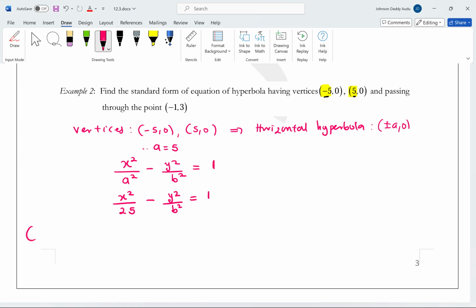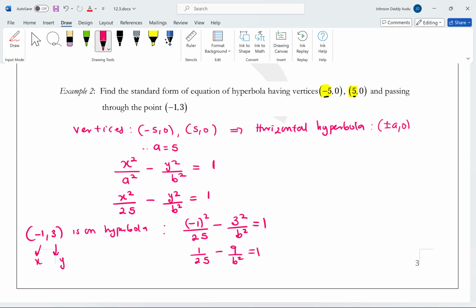So the point, minus 1, 3, is on the hyperbola, right? So you take this to be your x and this to be your y. So therefore, we will have, x is minus 1, so you have minus 1 squared over 25, minus y, which is 3 squared, over b squared, equals 1. And this will be 1 over 25 minus 9 over b squared equals 1.